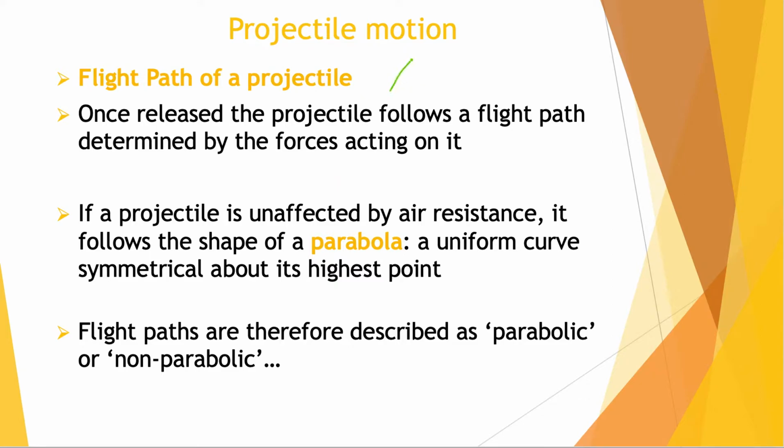And we said before that this might look something like this, or like this, or the flight path, the trajectory, may look like this. If a projectile is unaffected by air resistance, it follows the shape of a parabola, which is a uniform curve symmetrical about its highest point. Both of these examples are parabolic flight paths. Whereas if a projectile is highly affected by air resistance, it's going to follow a non-parabolic flight path, a non-uniform, non-symmetrical curve, such as this one.